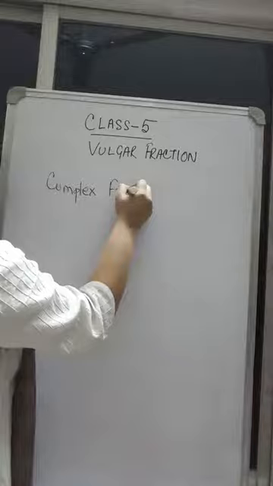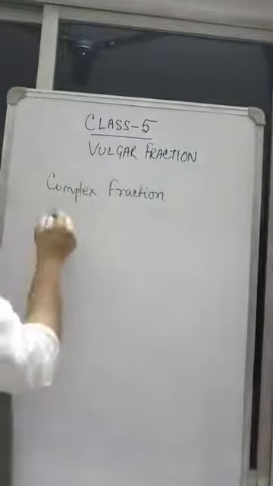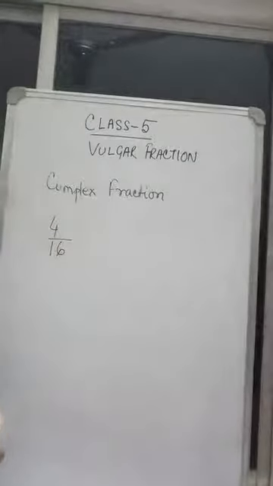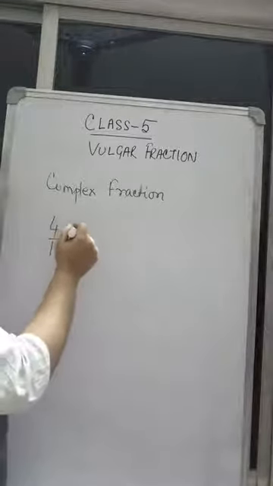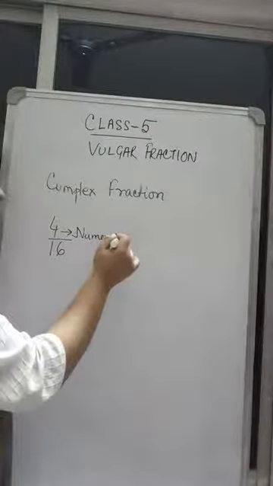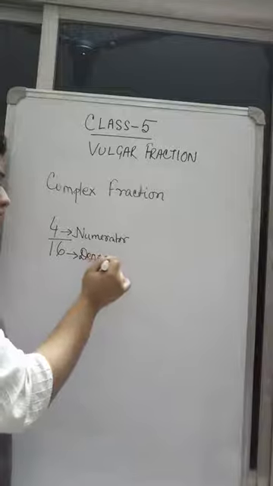Next is the complex fraction. Now how to write a complex fraction? You know a fractional number is written like this, 4 by 16. Now what do you mean by complex fraction? Now in this fractional number, which is the numerator? The top number, this is the numerator. And which is the denominator? This number is the denominator.